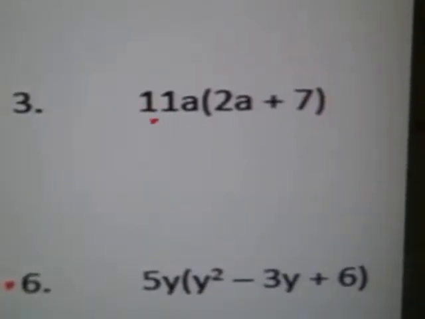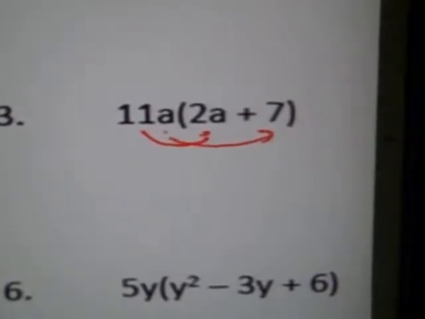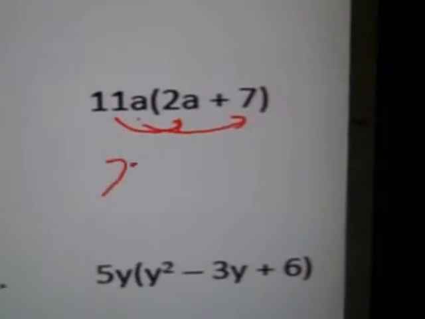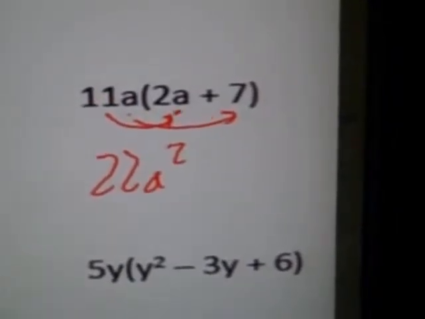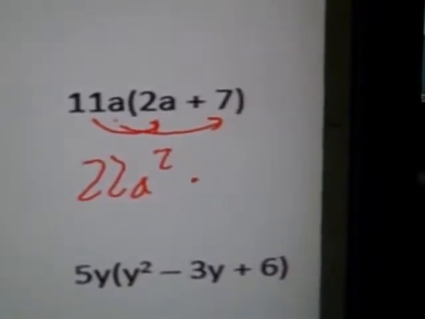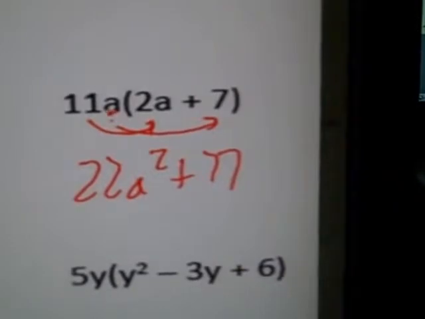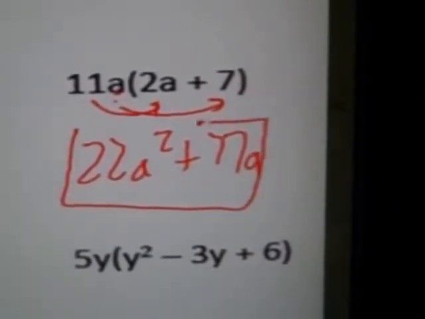Over here, number 3. What I'm distributing now is 11a. It's being distributed twice. 11a times 2a is 11 times 2, 22, a times a is a squared. 11a times 7 is just 11 times 7 first. That is positive 77, and I still have that a I must write next to 77. Final answer, 22a squared plus 77a.